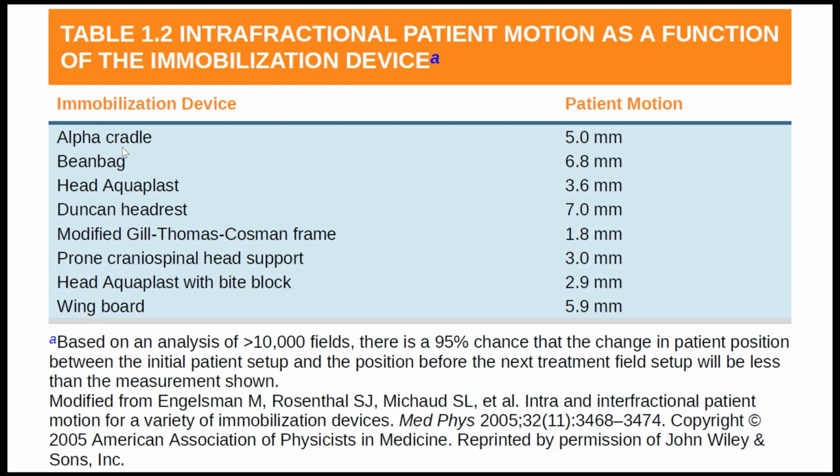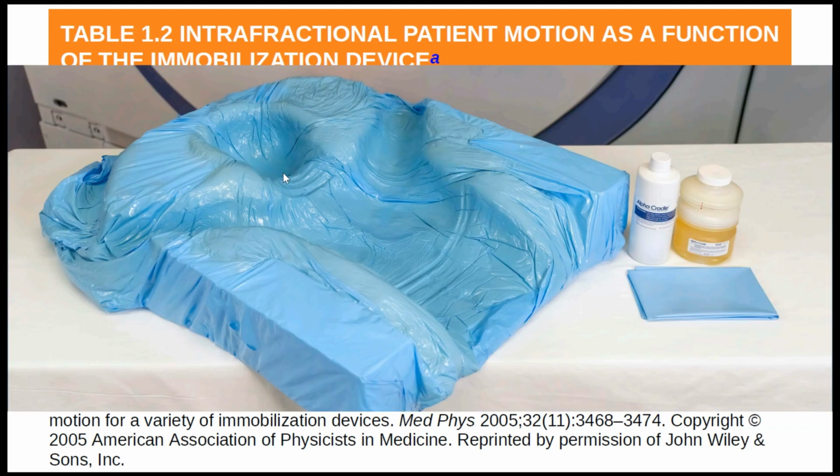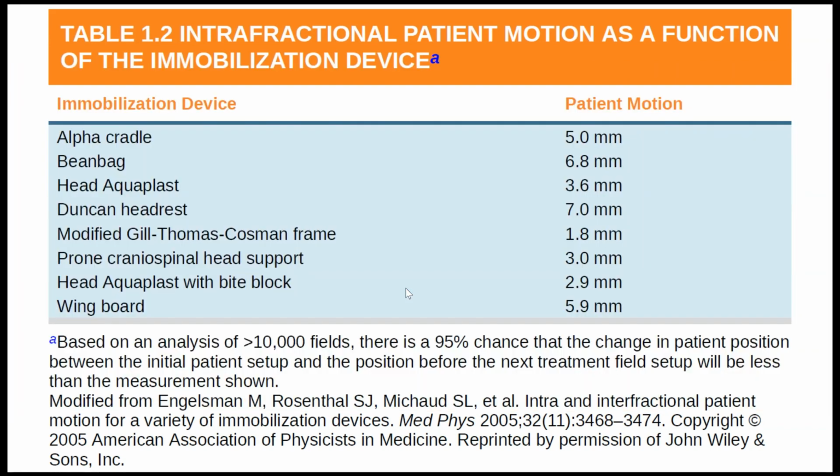Then some other immobilization devices that we have here, and the amount of patient motion that they allow. Alpha cradle. Alpha cradle is nothing but something like a vac lock, but instead of beads, it has this foam. This foaming material that you fill into this polythene-like structure, and then you make the patient mold out of it. This allows for a patient motion of about 5 mm.